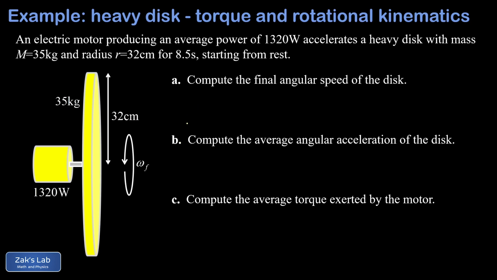In parts A and B, we're looking at the angular kinematics of the disk, so we want to get the final angular speed and the average acceleration. And then in part C, we're going to get the average torque exerted by this motor.